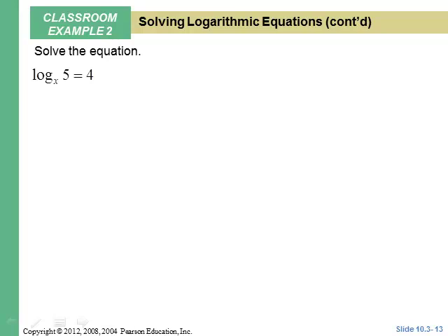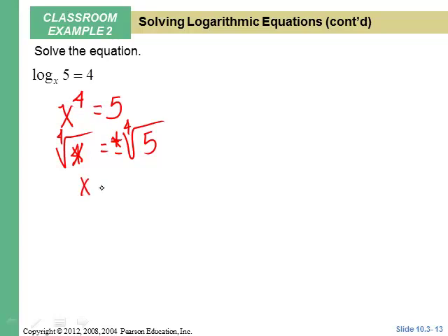This one, x to the 4th is 5. Now we would take the 4th root of both sides, plus or minus, because it's an even power. So x equals plus or minus the 4th root of 5.